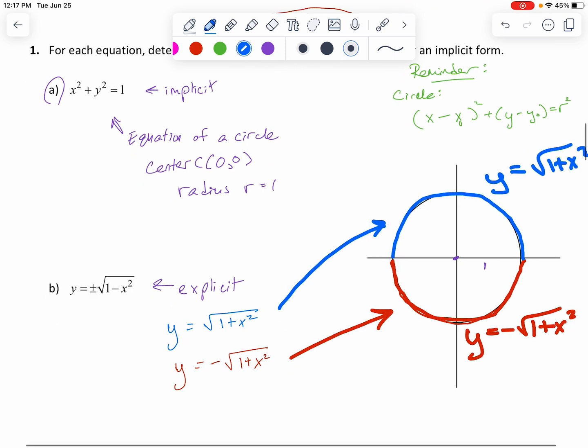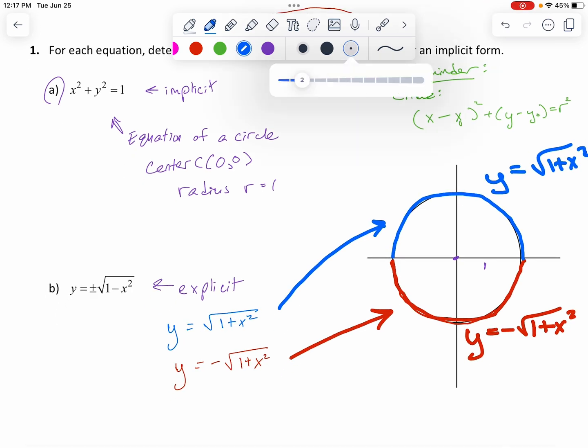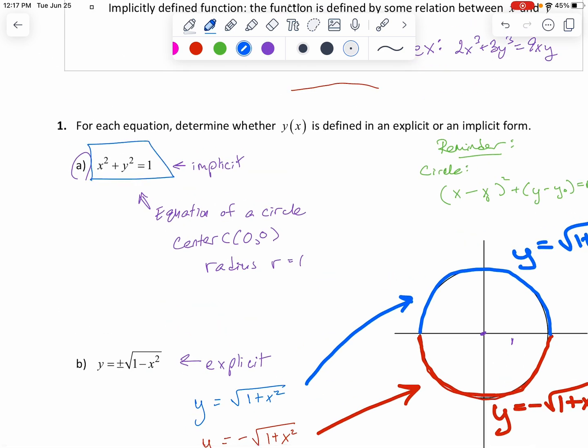So this was already done for us, but say we were given this equation and asked to solve it explicitly, how would we do that? Just solving for y, starting with x squared plus y squared equals 1, subtract x squared from both sides, and then when I take the square root, if I'm the one that takes the square root, then I also have to be the one that adds the plus and minus sign. So that gives us that explicitly defined equation.